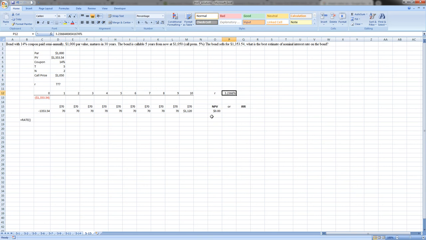So now remember that when we did this, this is for each cash payment, and Excel is thinking we have 10 years of cash payments, but really we know it's 5 years. So this 3.23% is a semi-annual amount. We then have to multiply that times 2 to get the annual. So the rate in the market is approximately 6.47%. We can also use the IRR.